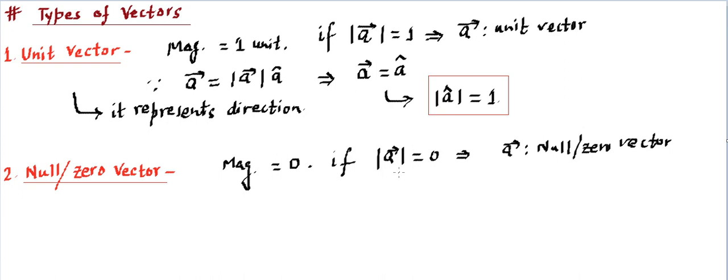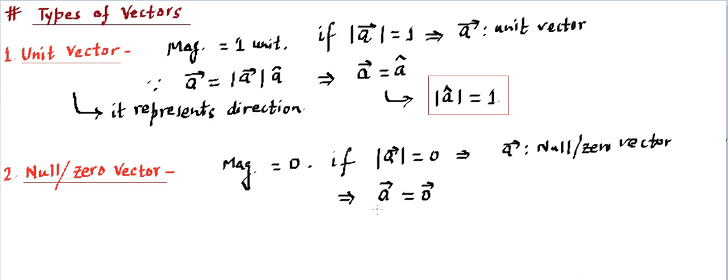That means the vector has 0 magnitude, and the initial point and final point coincide, right? So that's a null vector. How do we write it? We write A vector is equal to 0 vector, because it has to be written as a null vector, zero vector.